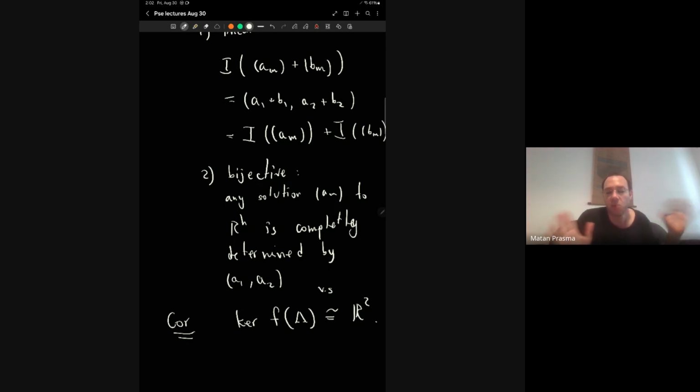Okay, so we started with an infinite dimensional vector space that was V, the space of all possible sequences of real numbers. And we focused our attention on the space of sequences that are actual solutions to our homogeneous equation, our homogeneous recurrence relation. And this turned out to be a finite dimensional vector space. Any questions up to here?